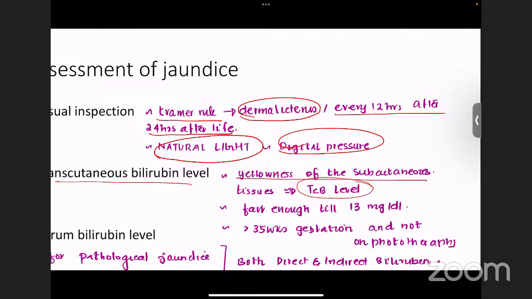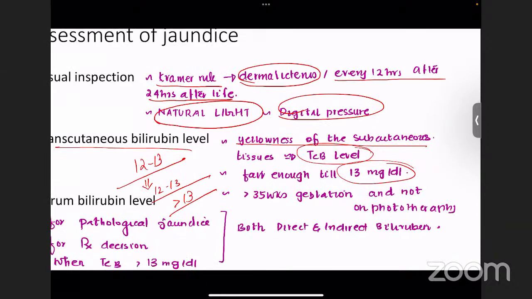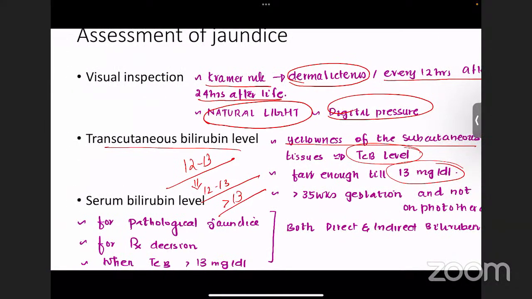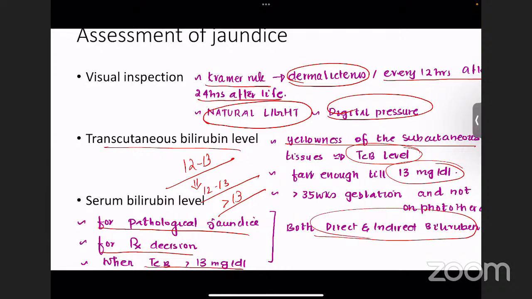Transcutaneous bilirubin level. Here, you will use an instrument called a transcutaneous bilirubinometer, which will show the TCB level, and which measures the yellowishness of the subcutaneous tissue. It is fair enough till 13 mg. Whenever it tells 12 to 13, the values are more or less 12 to 13 only. But whenever it shows more than 13, it less likely relates to the actual serum bilirubin. At that instance, before starting phototherapy, you have to send a blood sample to rule out the actual TSB. So serum bilirubin level should be seen for pathological jaundice, for decision making, and when TCB is more than 13, both direct and indirect bilirubin should be checked.